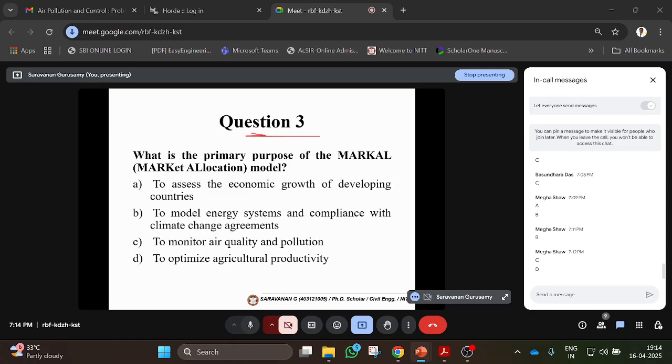The third question: what is the primary purpose of MARKAL model? Market allocation. Market allocation means that will be based on economic growth only, right? Because it's a market, there is a business, there is economic growth. So market allocation model, that is a MARKAL model. Its primary purpose is to assess the economic growth of the developing countries. So option A is correct. I'm sorry. It's allocation.